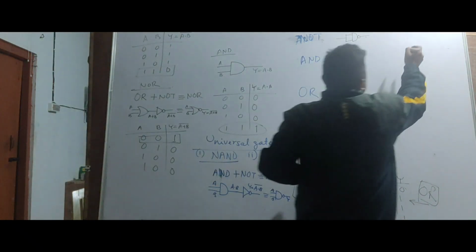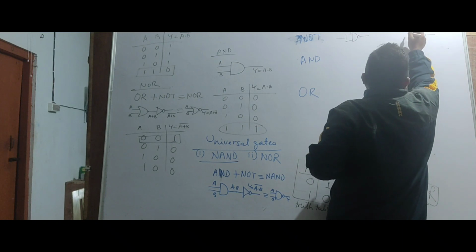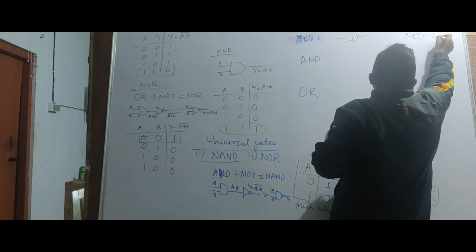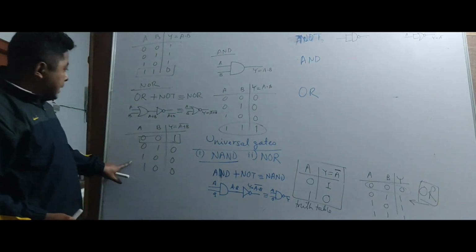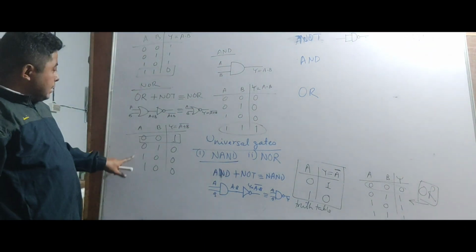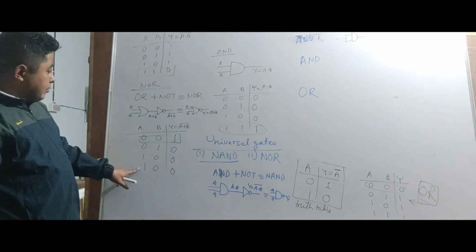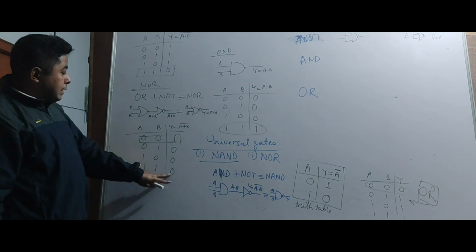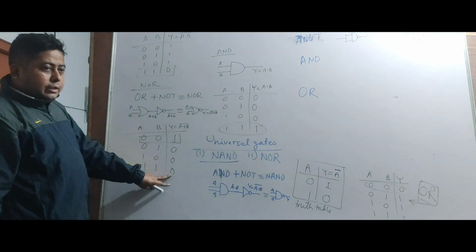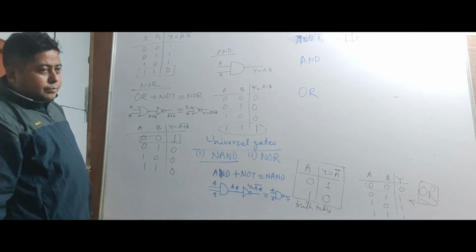Same thing with NOT. You need to connect these terminals together like this. So you are going to get the inverted version of A. You can cross check with this. That's your NOR, right? When you give 0 to both of them, the result is 1. When you give 1 to both of them, the result is 0. Okay, is it understood?